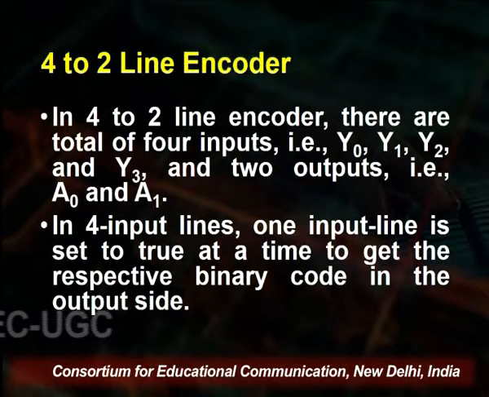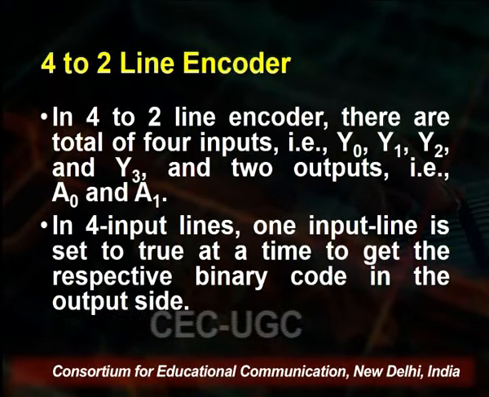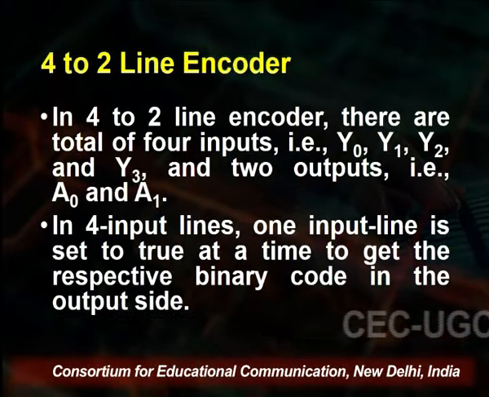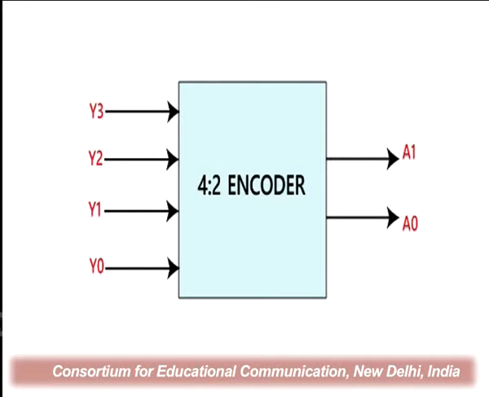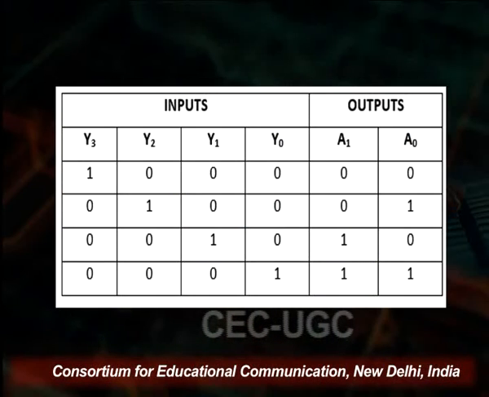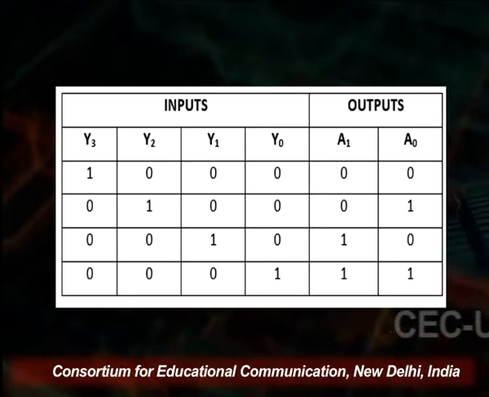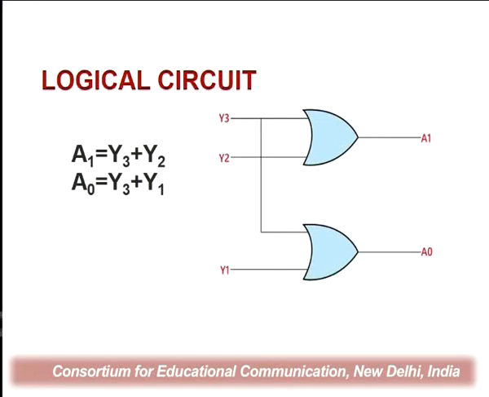Of the 4 input lines, one input line is set to true at a time to get the respective binary code on the output side. This is how it will look: Y3, Y2, Y1 and Y0 on the input side, and the output will have only 2, A1 and A0. The corresponding truth table is represented here, and we see the output side is going to have a 1 in certain situations, and that can be converted into a statement as A1 is Y3 plus Y2, A0 is equal to Y3 plus Y1, and these equations or Boolean expressions are being represented in a logical circuit using the gates here.